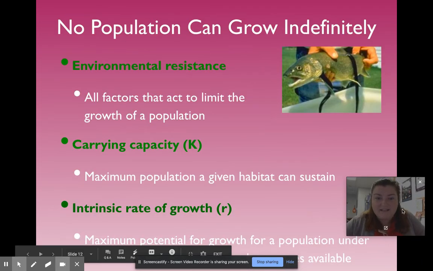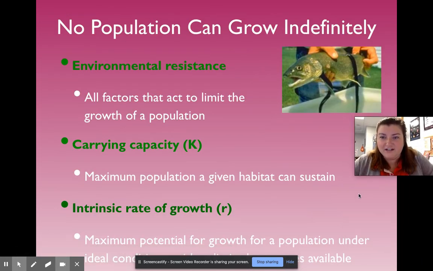So it looks like right here is what I was looking for earlier. No population can grow indefinitely. Obviously, that makes sense, right? That statement makes sense. There are a few reasons for that. You've got environmental resistance, all factors that act to limit the growth of a population. So anything that might limit the population, that could be resource availability, it could be human involvement, any of those things. You've got carrying capacity, which is what I was looking for earlier, which is the maximum population a given habitat can sustain.